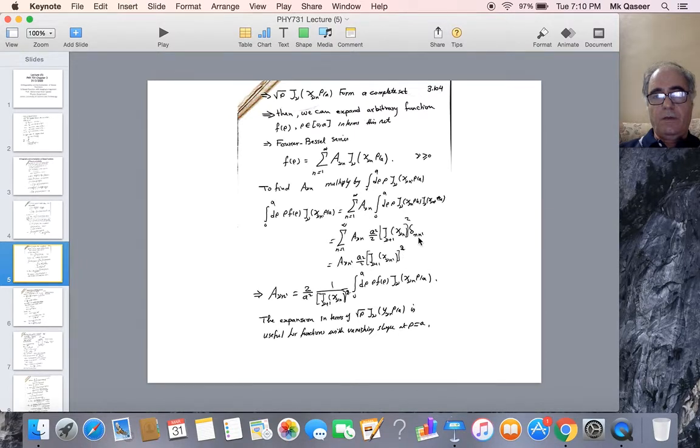When n equals n prime, you have to run the sum. One of them is equal to n prime. We get this expression. So a sub nu n prime is 2 over a squared, 1 over this thing, times this integral. You have to know f of rho in order to evaluate this integral.